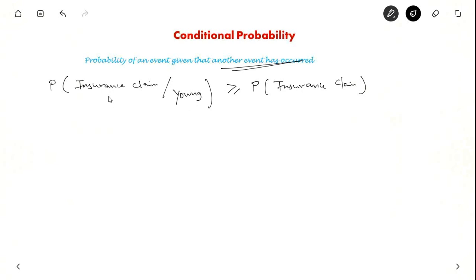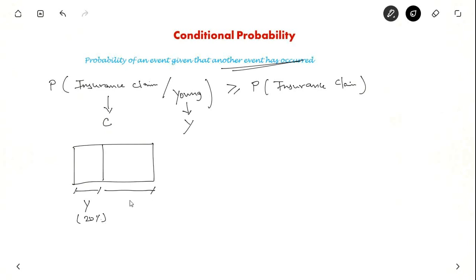Let us say insurance claim is denoted by C and young drivers are denoted by Y. Suppose this is the sample area and this denotes young drivers, say they are about 20%, and these are drivers who are not young, which can be represented as Y dash, the complement of Y. So these are not young drivers, and they represent 80% of the population.